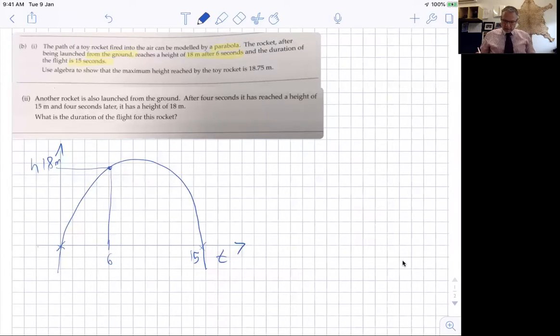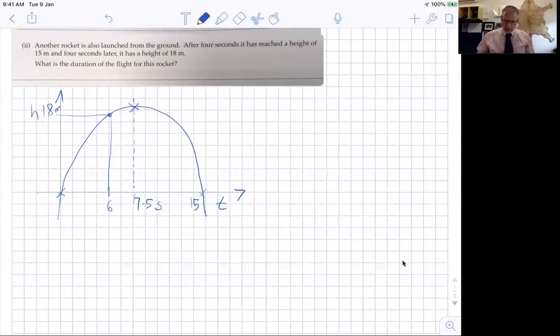Now, what we need to know about parabolas is that parabolas have symmetry. So that means this point here is a line of symmetry, and that occurs at 7.5. And therefore, the highest point is reached there, after a time of 7.5, not meters, after a time of 7.5 seconds.